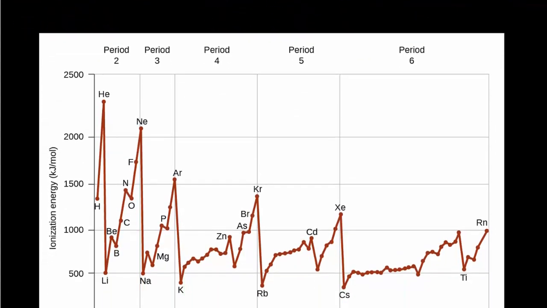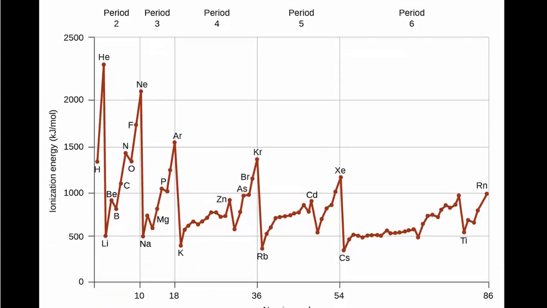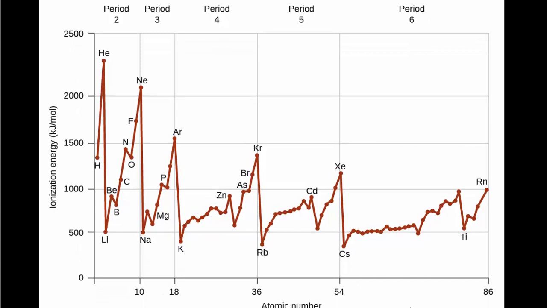So here are the measured values of the first ionization energy, in units of kilojoules per mole, for many of the atoms on the periodic table. Atomic number is on the x-axis here, so we're increasing the atomic number, adding 1 proton each step. We've labeled some of the elements here, and you'll notice that some interesting patterns emerge.